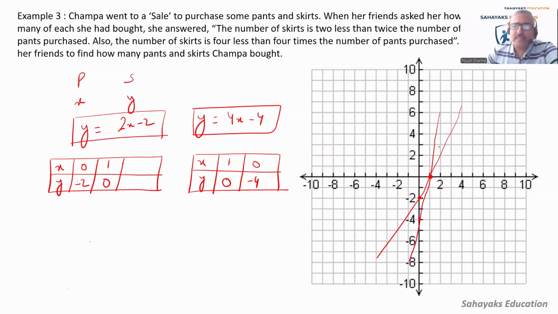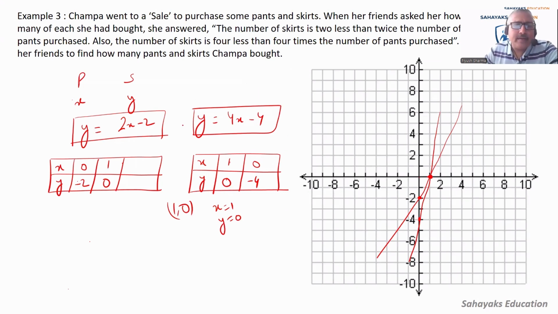Okay, so there are two lines which are intersecting at one point. The point is 1, 0, because 1, 0 is common in both. That means, what does it mean? That means the value of x is 1 and y is 0. So the answer is 1 and 0.